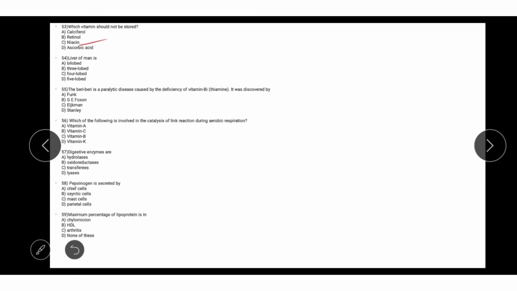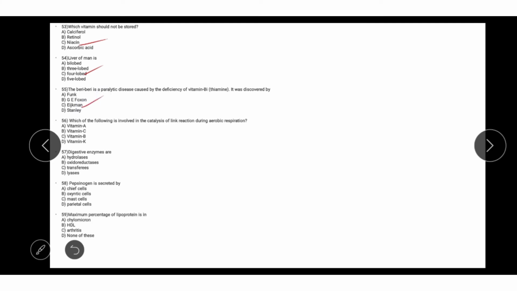Liver of man is four-lobed. Beriberi is a paralytic disease caused by the deficiency of vitamin B1, thiamine. It was discovered by Eijkman.